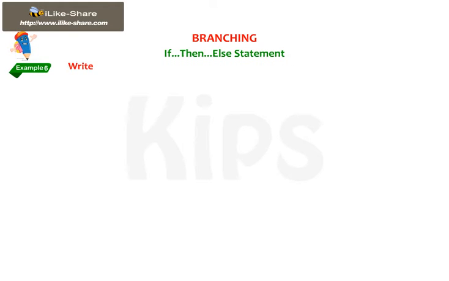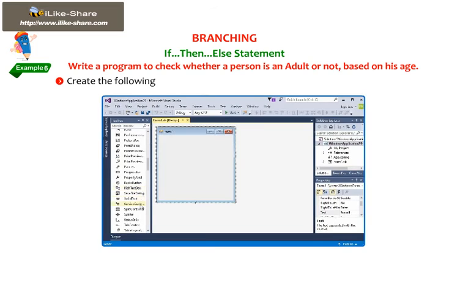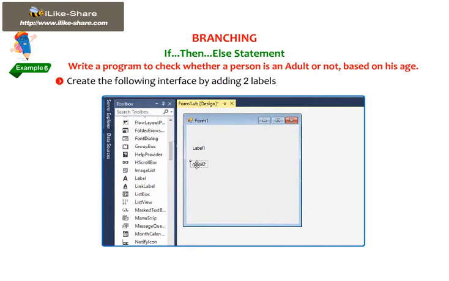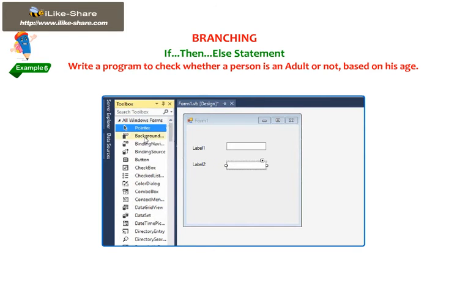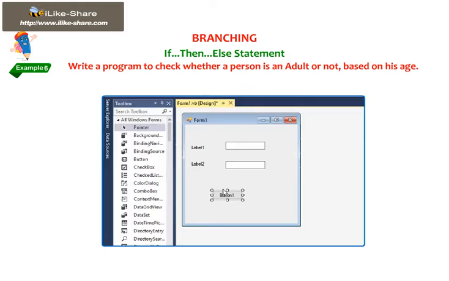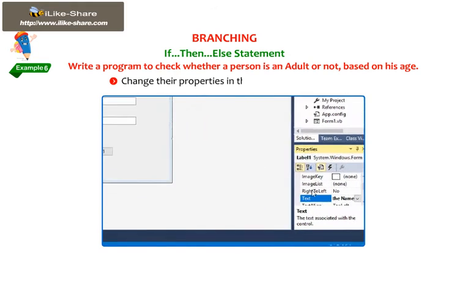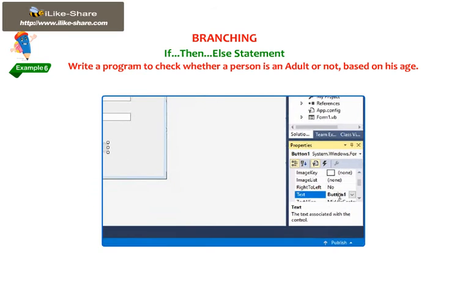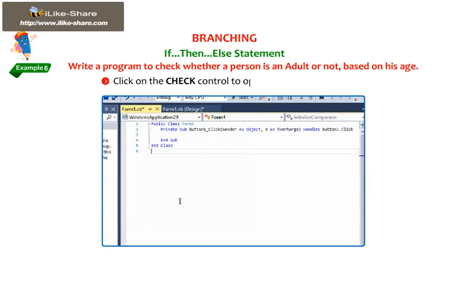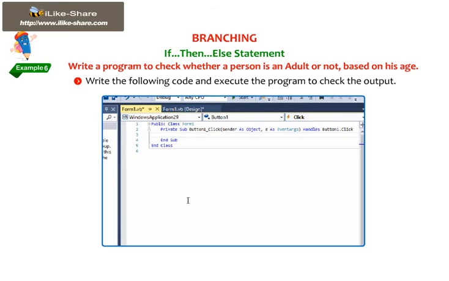Example: Write a program to check whether a person is an adult or not, based on his age. Create the following interface by adding two labels, two text boxes, and one button control. Change their properties in the Properties window. Click on the Check control to open the Code window. Write the following code and execute the program to check the output.